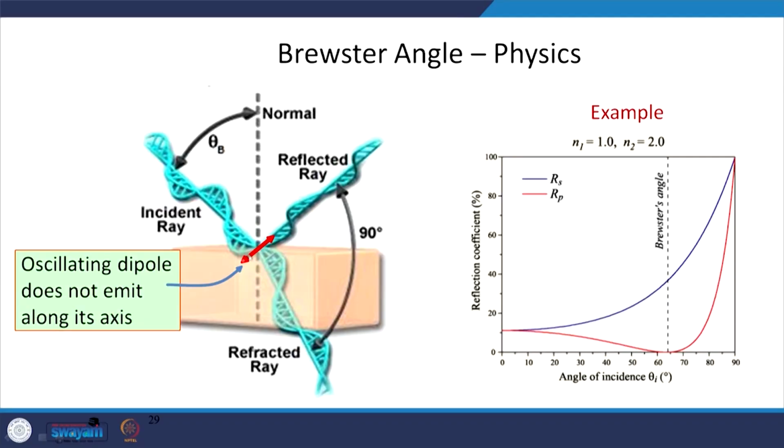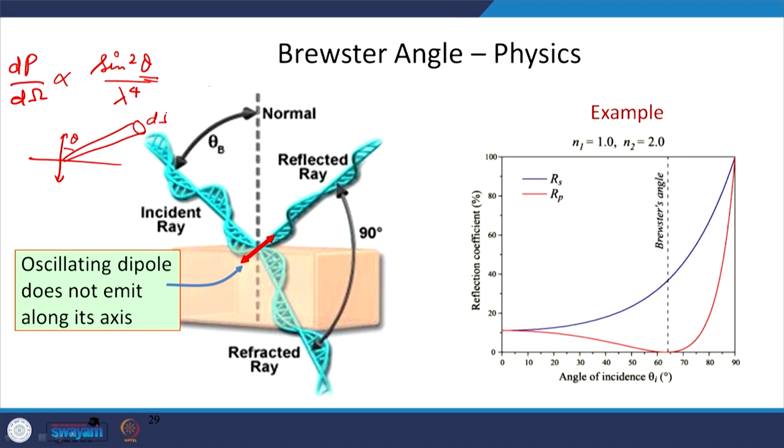You know that when light is incident on any medium, I told you how it propagates. So, when light gets transmitted through a medium, it excites dipoles, and for the dipole oscillations we discussed that power dP by d omega was proportional to sine square theta by lambda to the power 4, where this theta was the angle made from the axis of the dipole. So, if this was the axis of the dipole and you want to measure here at an angle theta, and this was the solid angle d omega, we wanted to see how much power it is here. So, at theta is equal to 0, there is no power radiated.